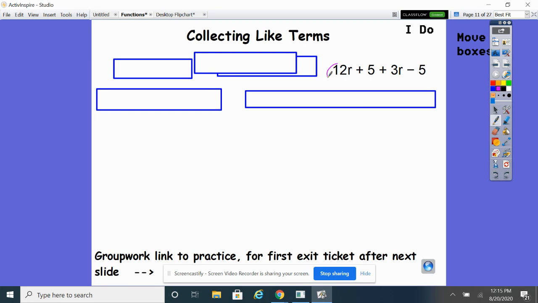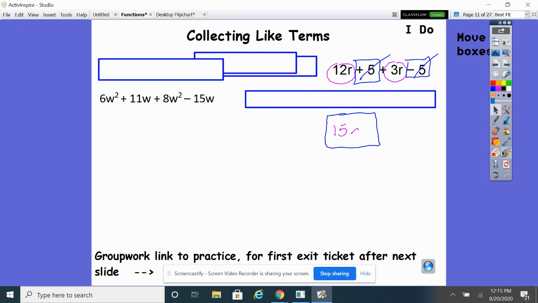Looking at this problem, I see that I have 12r. Any other r's in here? Yep, there's 3r. 12r and 3r makes 15 r's altogether. And then I'll put a square around. It doesn't matter what shape you use. You don't even have to do the shapes if you don't want. If you have a +5 and a -5, they're actually going to cancel each other out. 5 minus 5 is 0. So the final answer, 15r. Let's see what's under here.